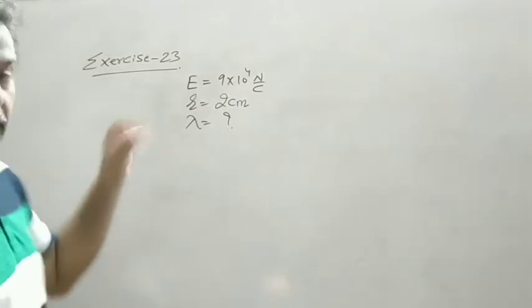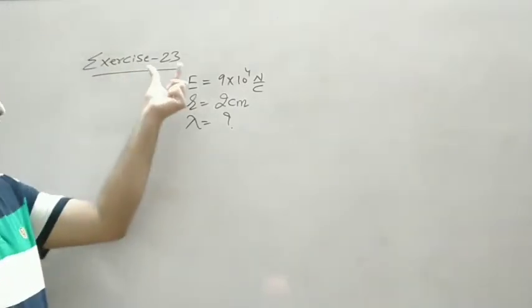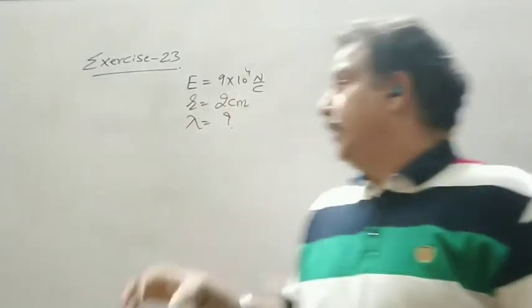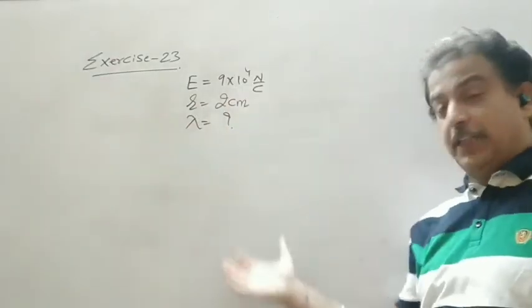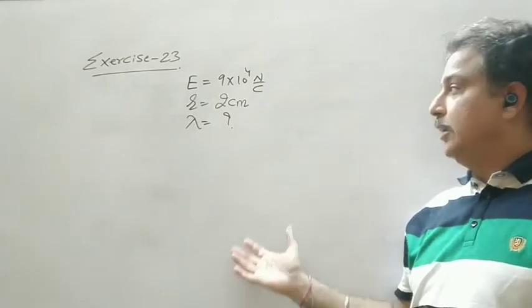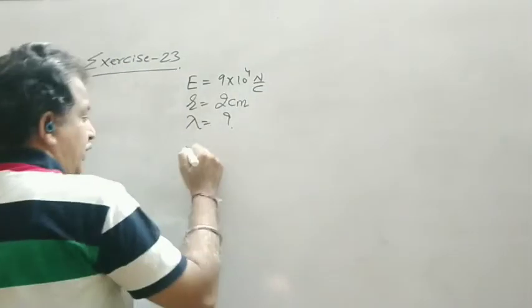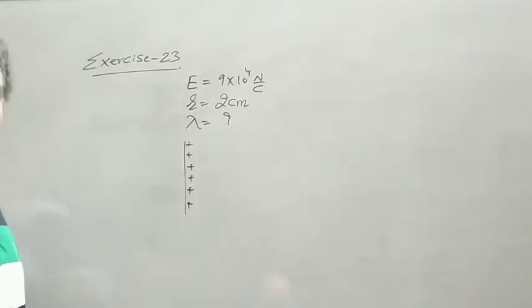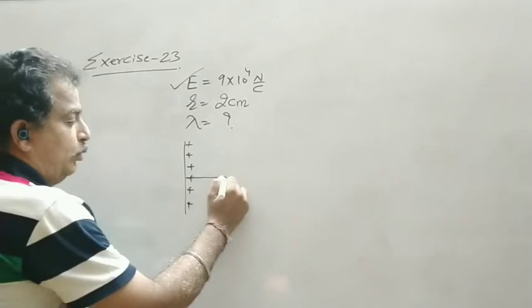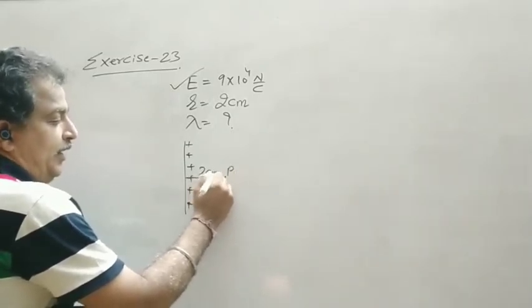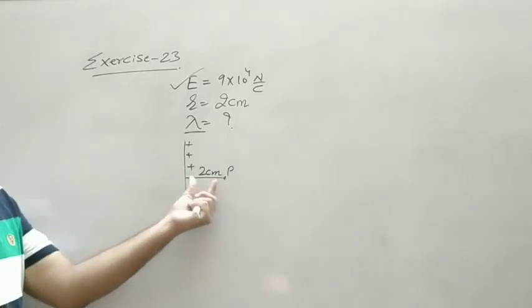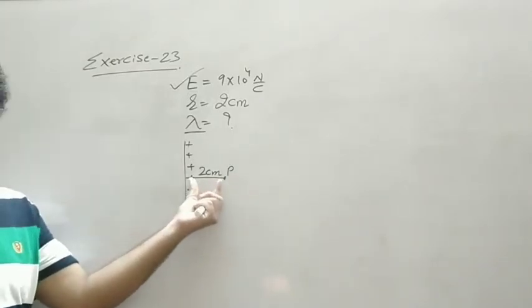Now a small question, it is like an MCQ related to the application. We have again a very long wire, uniformly charged. Same application, direct formula. The electric field intensity is given. You have to find out the linear charge density at a point which is 2 centimeter away.